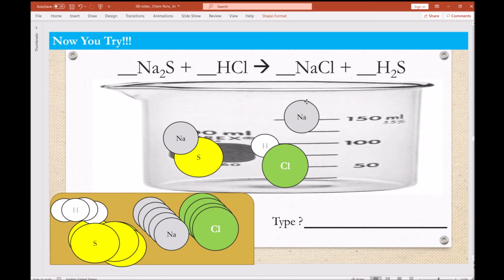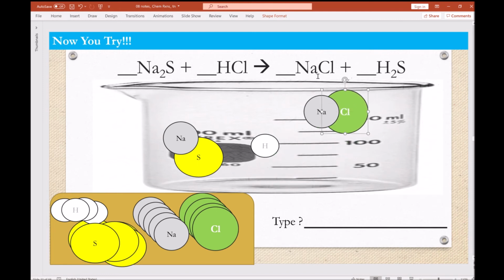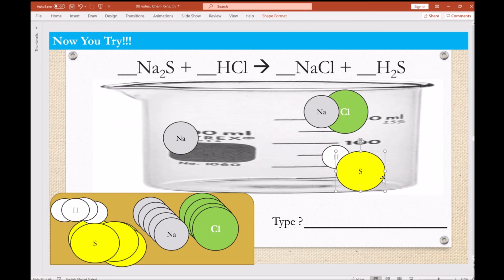So I'm going to rearrange these atoms to form sodium chloride. There, I made 1. That's satisfying. Now I'm going to make hydrosulfuric acid, 1 molecule of it. Uh-oh, I got a problem. I need another hydrogen atom. I can't just throw 1 hydrogen into the reaction and call it good, because hydrogen in the reaction is in the form of hydrochloric acid. So I need to add a whole molecule of hydrochloric acid.